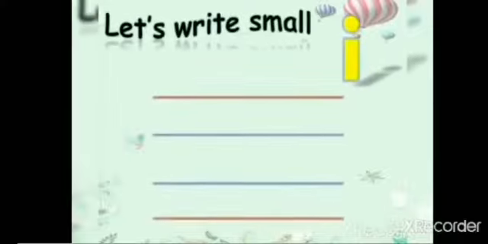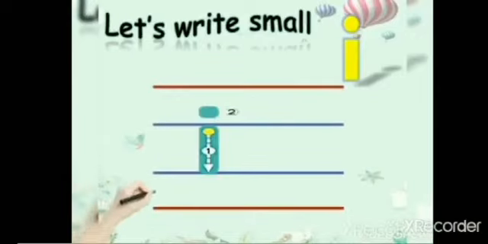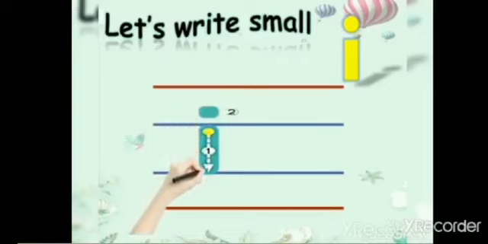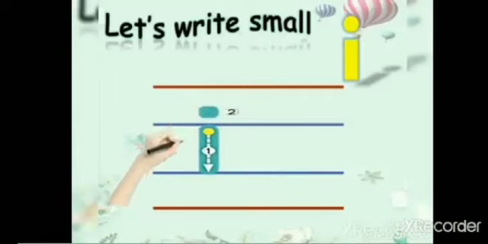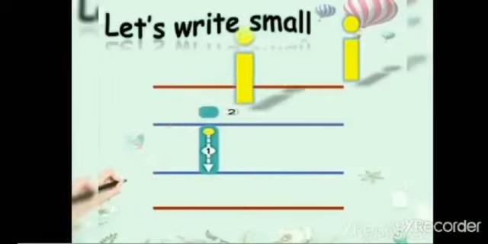Let's learn how can we write small I. Starting point on the first blue line. Standing line down, down, down. Stop on the second blue line. And above the standing line, we will make a small dot. And now try to write small I.